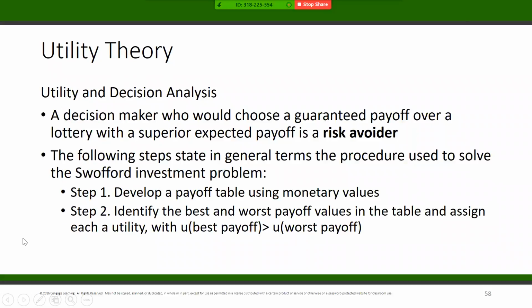So, utility and decision analysis. A decision maker who would choose a guaranteed payoff over a lottery with a superior expected payoff is a risk avoider. Now, the following steps state in general terms the procedure used to solve the Swafford investment problem. Step 1, develop the payoff table using monetary values. Step 2, identify the best and the worst payoff values in the table and assign each a utility, with U of the best payoff greater than U of the worst payoff.